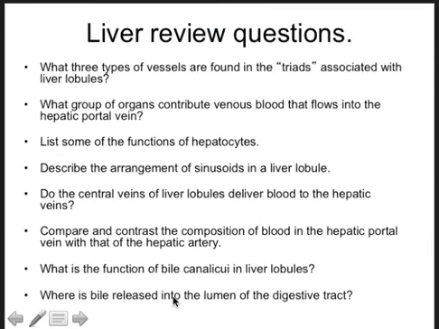Okay, next block of questions having to do with the function of the liver. What three types of vessels are found in the triads associated with liver lobules? Again, a bile ductule, a branch of the hepatic artery, and a branch of the hepatic portal vein. Next question. What group of organs contribute venous blood that flows into the hepatic portal vein? The answer is the entire digestive system from the stomach onward, the spleen, and the gallbladder.